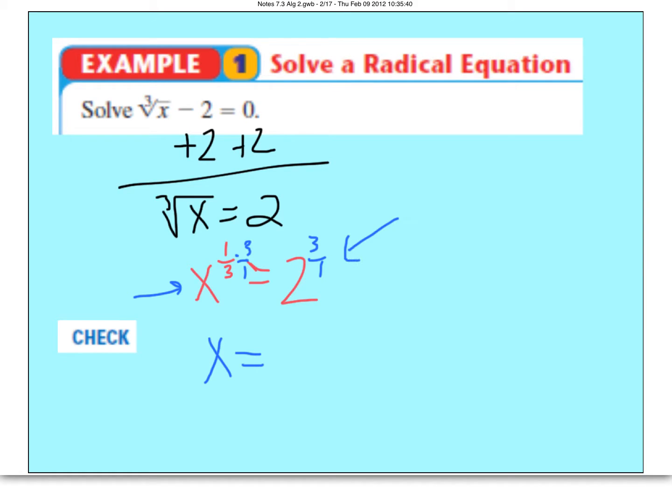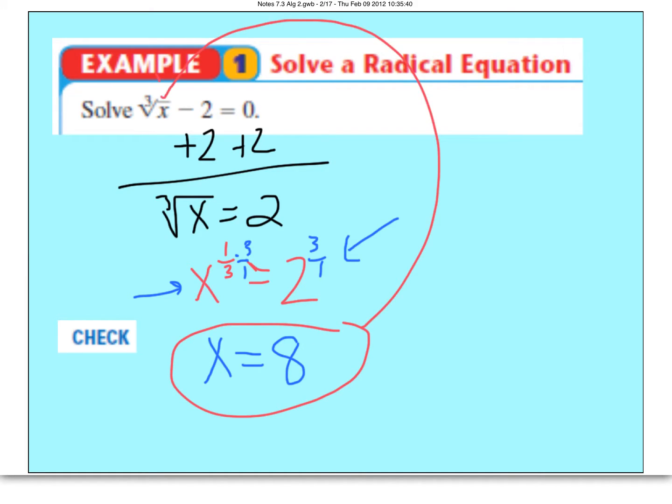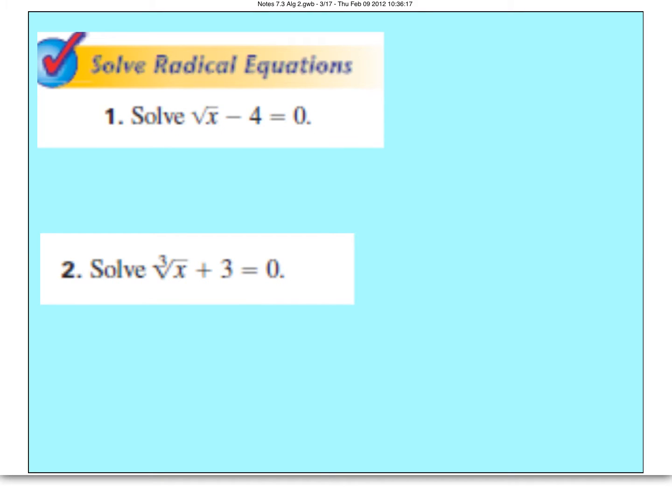Right here, 2 cubed is 2 times 2 times 2, which is 8. I'm going to circle the answer and just double check it. If I put it into here, the cube root of 8 is 2. 2 minus 2 is 0. Here's a few more problems for practice. We actually already did number 1 on the first slide, so let's just do number 2.